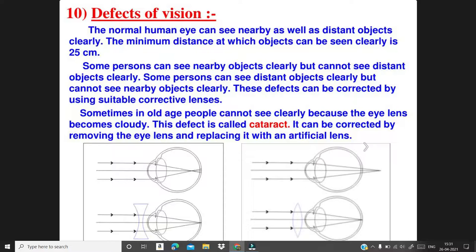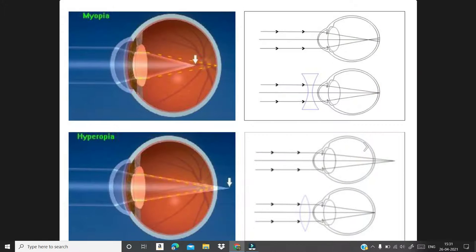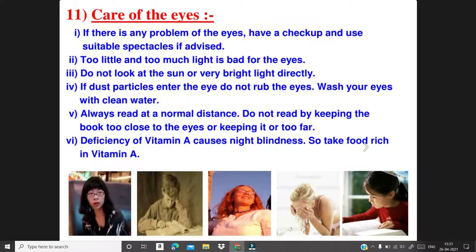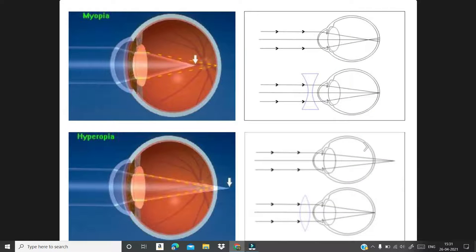It can be corrected by removing the eye lens and replacing it with an artificial lens. Now, myopia, hypermetropia. Generally, I just want to tell you what is myopia and what is hypermetropia. These two are the defects of vision.